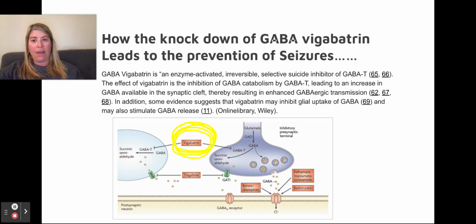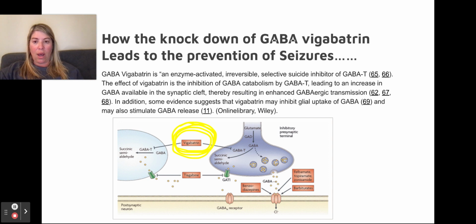It talks about Vigabatrin as an enzyme-activated, irreversible, selective suicide inhibitor of GABA-T. And the effect of Vigabatrin is the inhibition of the catabolism of GABA by GABA-T, and it leads to an increase in available GABA in the synaptic cleft, thereby resulting in enhanced GABAergic transmission. In addition, some research suggests that it may inhibit glial uptake.